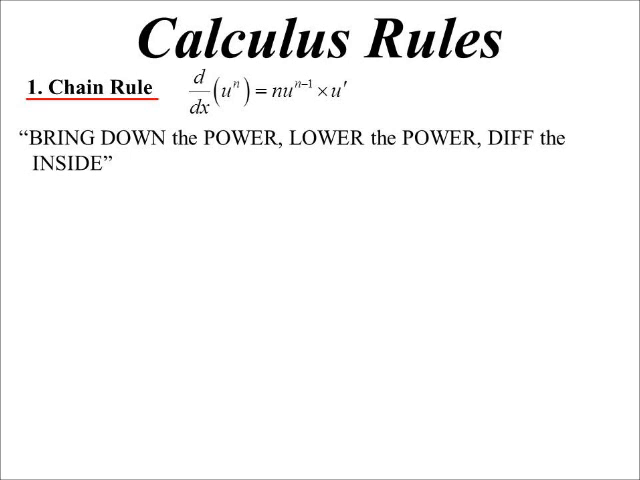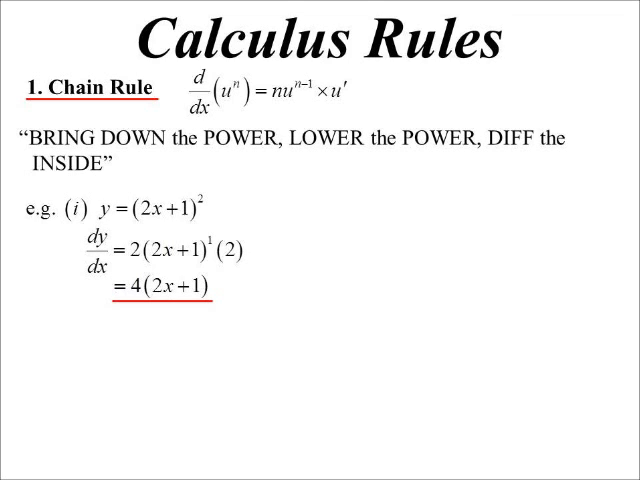Now, it means we can differentiate something like this without expanding out. It's not a hard thing to expand out, but because that was the example we did yesterday, just to show you, it does come up with the same answer. Bring down the power, so the 2 now comes to the front. Lower the power, 2 becomes 1. Diff the inside. Whatever's inside the parentheses, we differentiate, and that's 2. If I tidy that up, I get 4 lots of 2x plus 1, which is the same answer as yesterday. Yesterday it wasn't factorised. We had 8x plus 4, but it's the same answer.